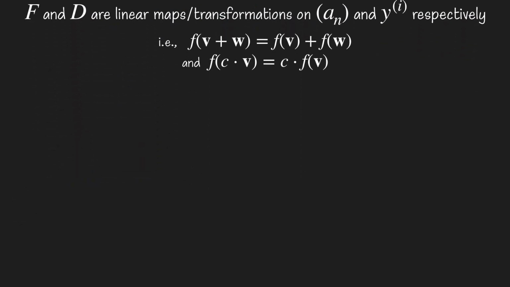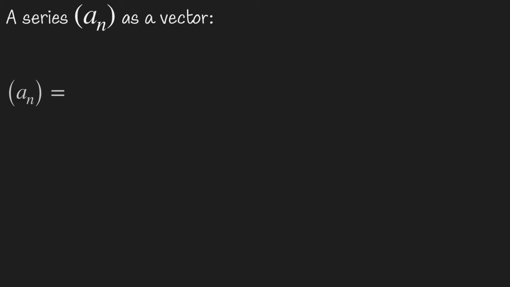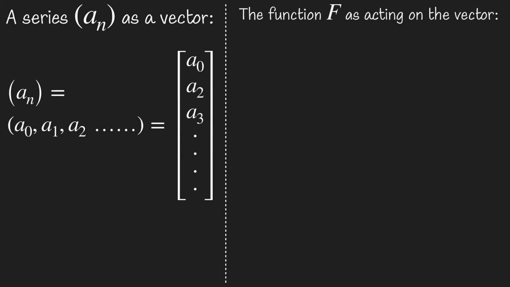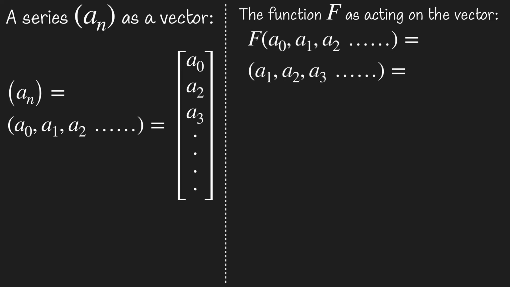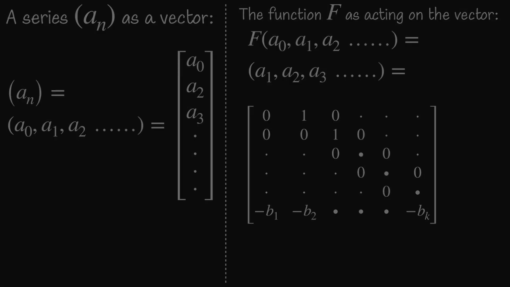So would it be right to call them matrices? Does that make the series an and the function y vectors? Sure, why not? To represent these vectors in a form we're already familiar with, an can simply be the list of its terms. Accordingly, the shift function f can be the matrix sending a0, a1 and so on to a1, a2 and so on. As a result, it will have 1s down this offset diagonal and minus bi's in its bottom row.